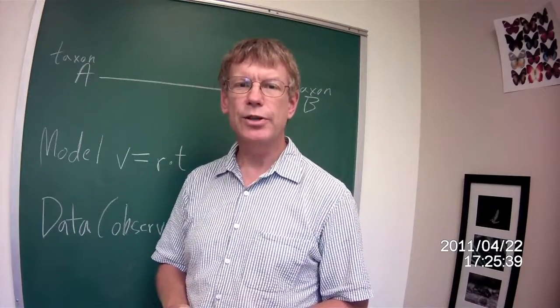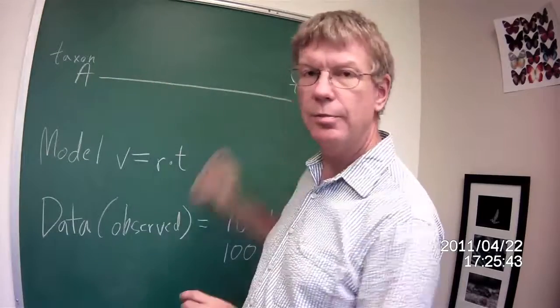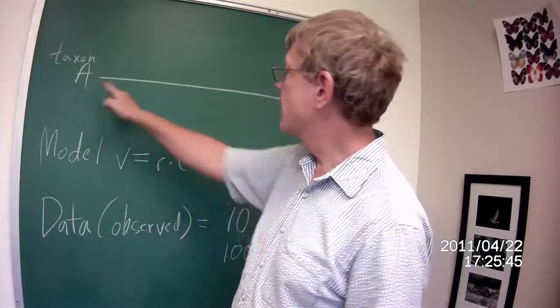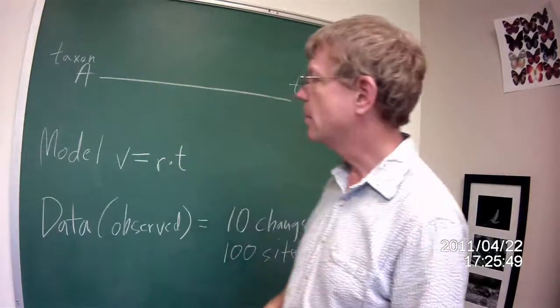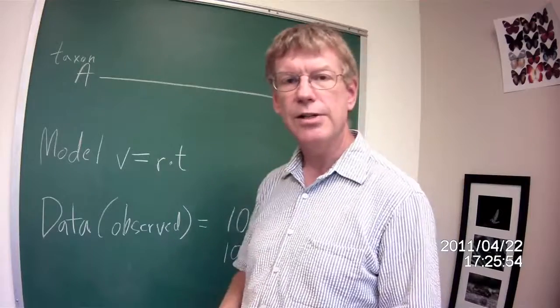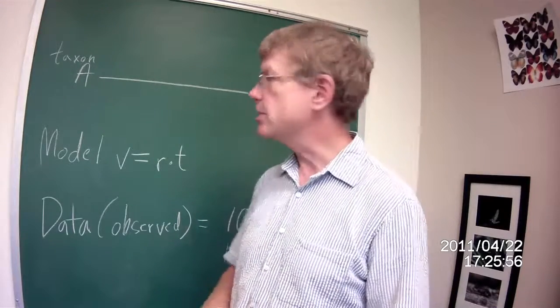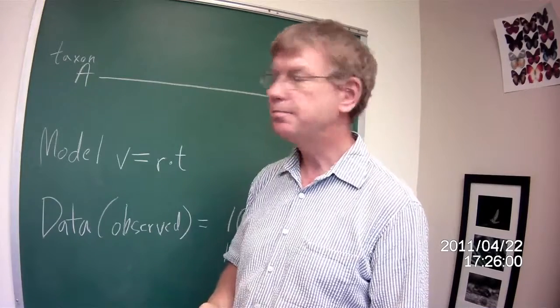Let's look at a simple tree in which we have two taxa and a branch between them. Taxon A evolving to taxon B, or vice versa. We have a model that says change is equal to the rate times the time. It's very difficult to say this is time or rate because they're multiplied together.